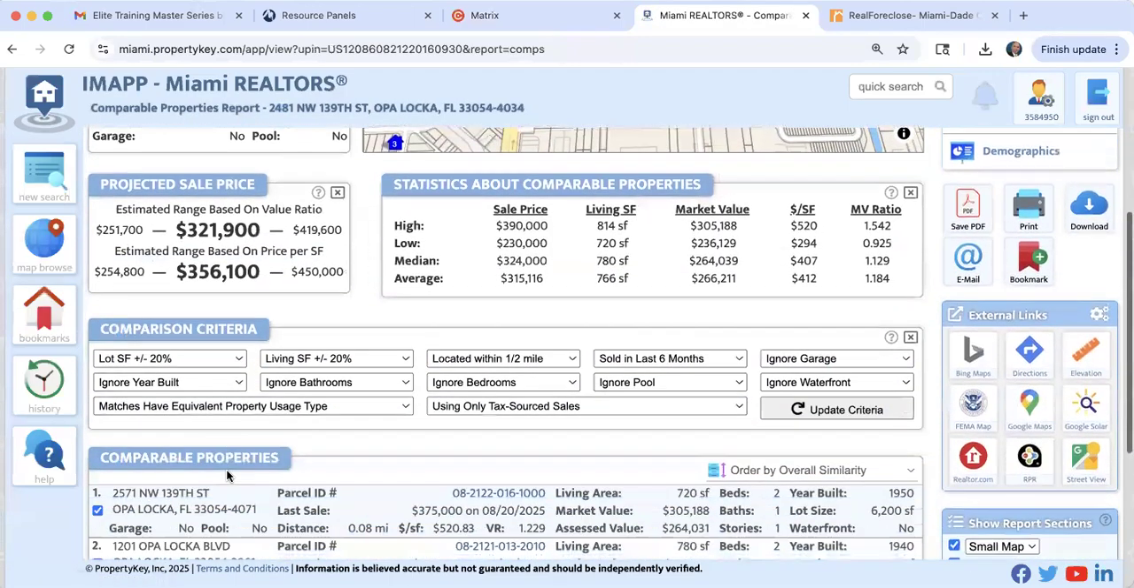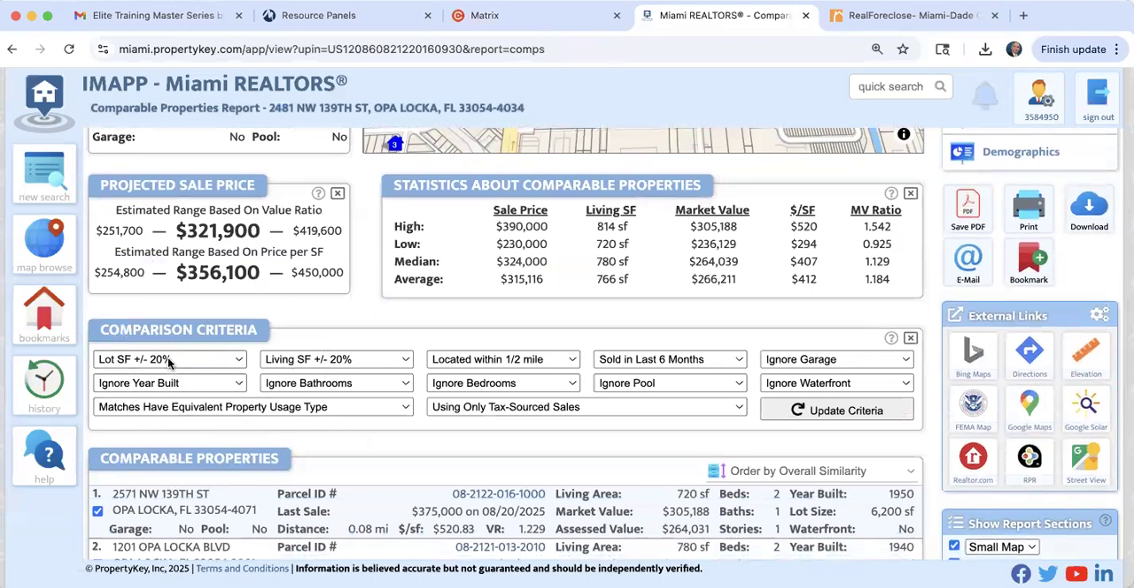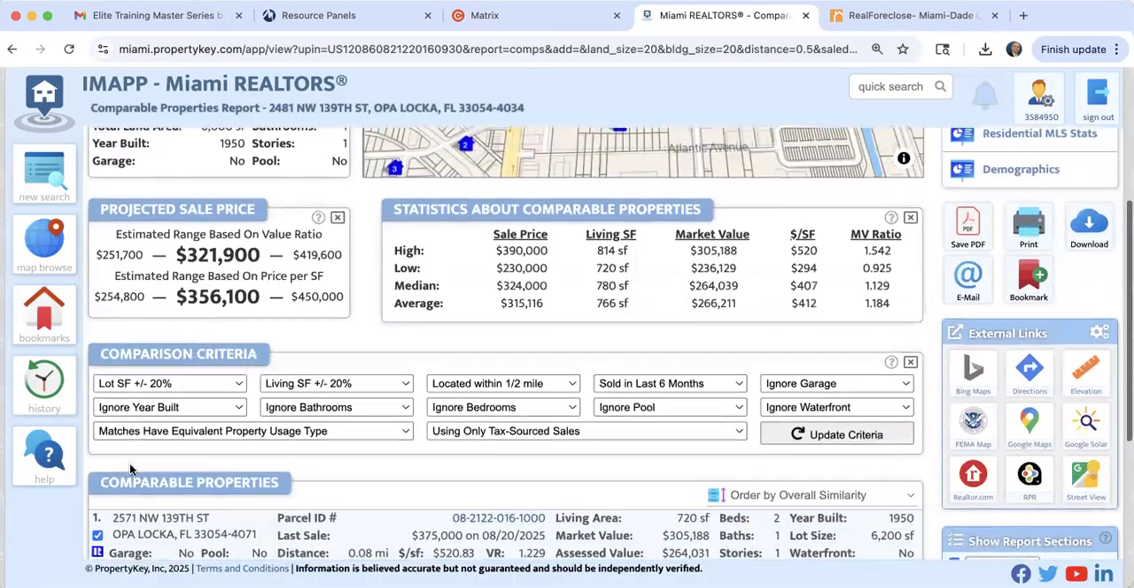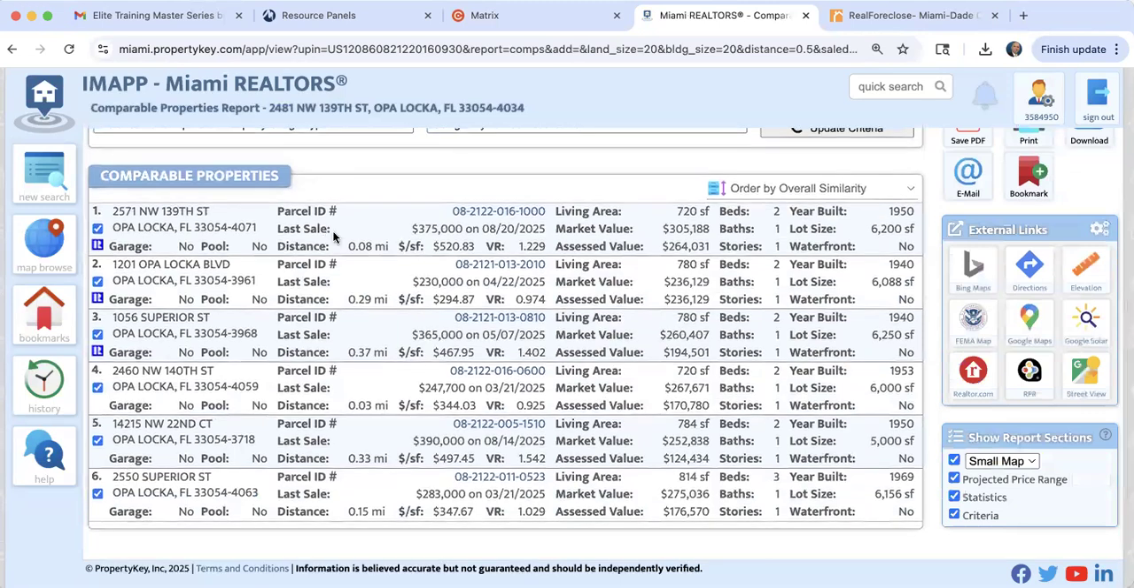So our comparison criteria for any CMA should be 20% difference in lot size and 20% difference in living area size. And then we should have location within half a mile, and also sold within the last 6 months. So if you have that comparison criteria, you're going to get the proper comps, as you can see right here. All right, now we have all of these comps.